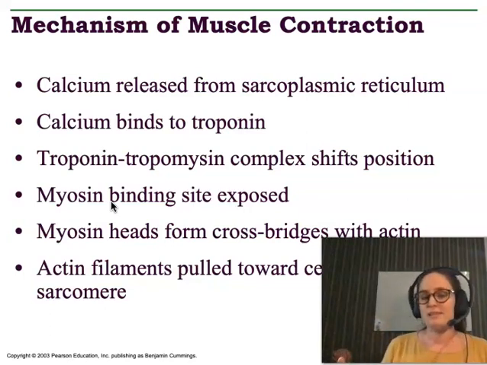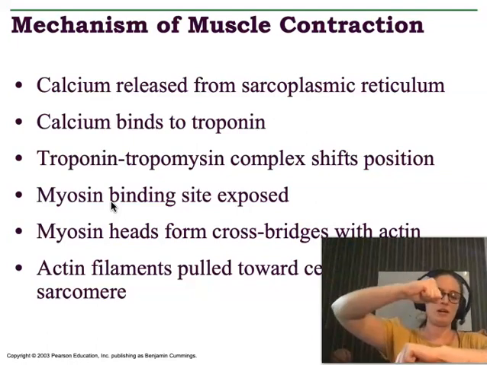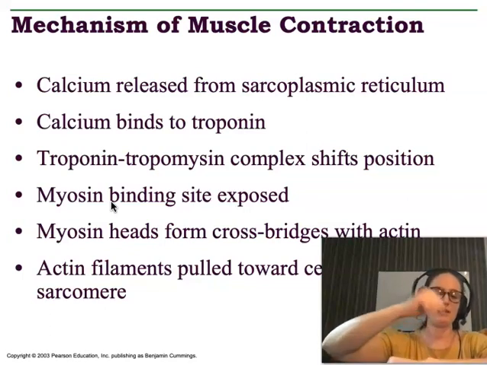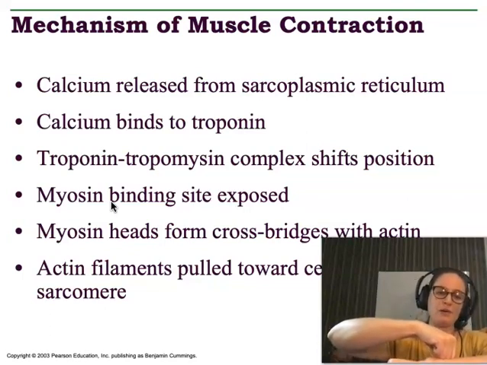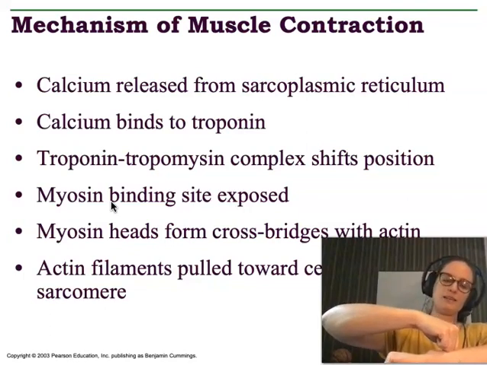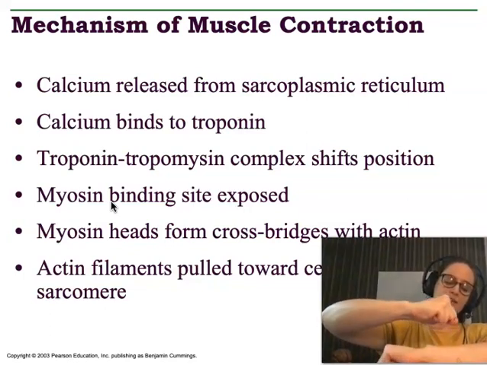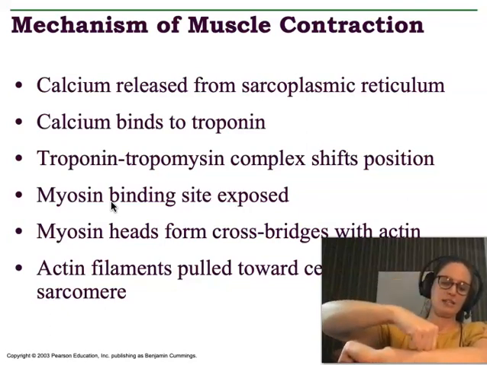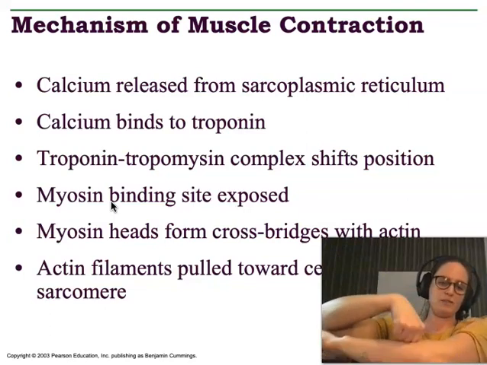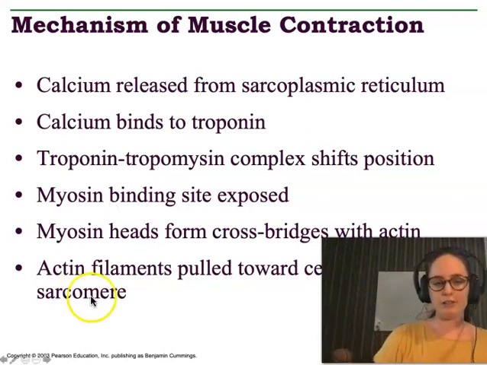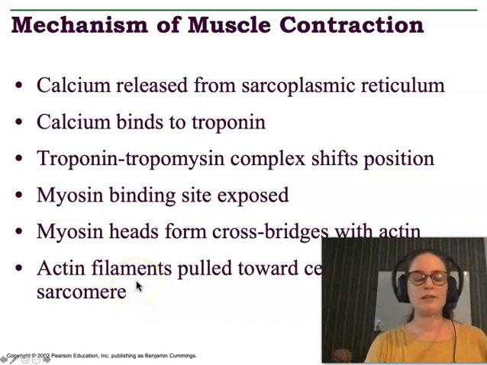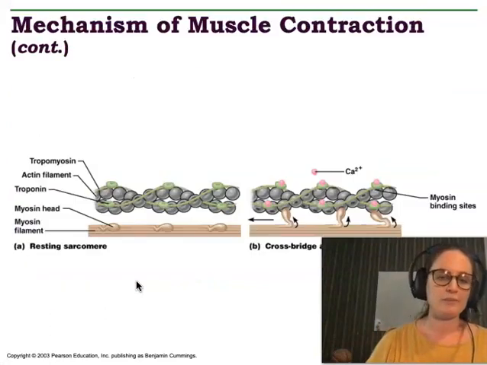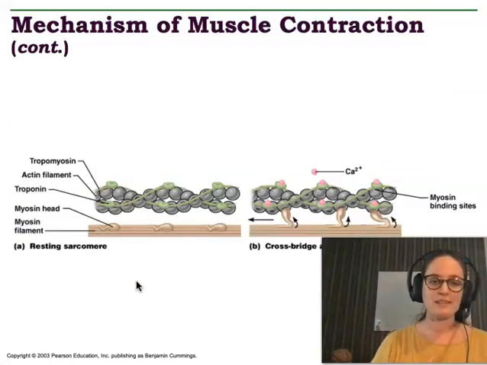Now that those myosin head binding sites are revealed, a cross bridge will form as long as we've got ATP around. If we've got ATP, then the cross bridge can form, and we're going to have a repeating cycle of: it's going to be cocked, it's going to bind, it's going to bend, it's going to detach. Attach, pivot, detach, reset. Attach, pivot, detach, reset. The actin filament gets pulled towards the center of the sarcomere, shortening the H zone, bringing the Z lines closer together.